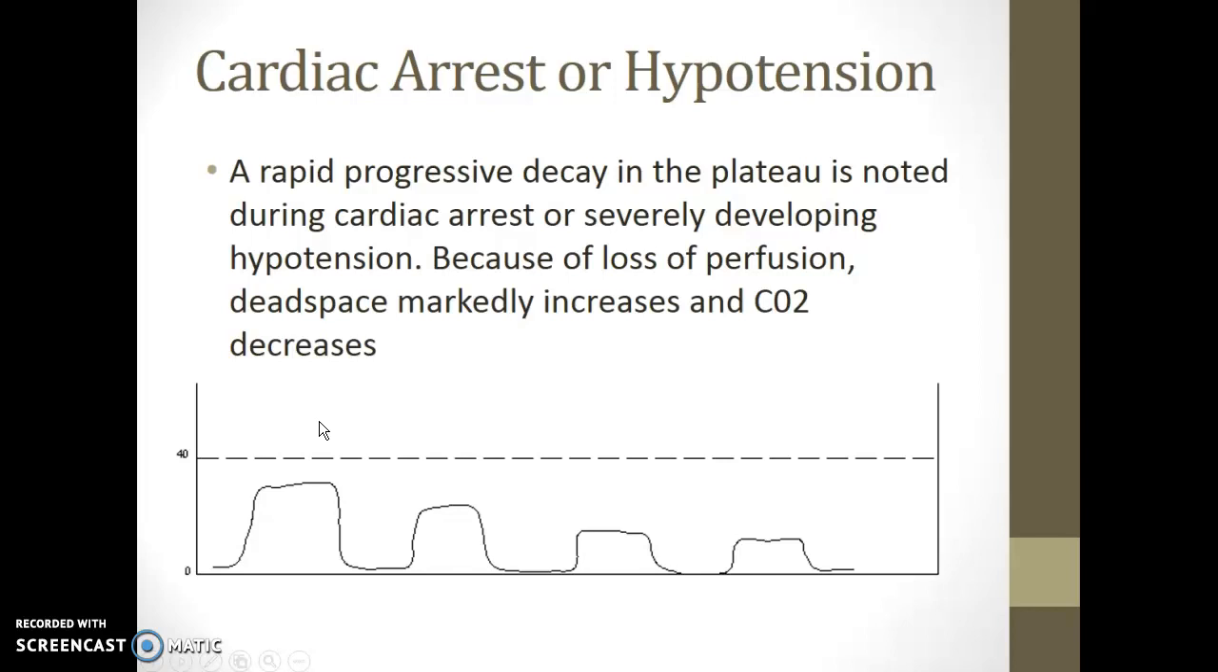The next one depicts what you would see if somebody's in cardiac arrest or has hypotension. For this one, a rapid progressive decay in the plateau is noted during cardiac arrest or severely developing hypotension. Because of loss of perfusion, dead space markedly increases and carbon dioxide decreases. If you can see here, this first one looks sort of normal, but then you start to lose the plateau and you just have these rounded tracings. Especially the second one is a good indication. So that would be cardiac arrest or hypotension.